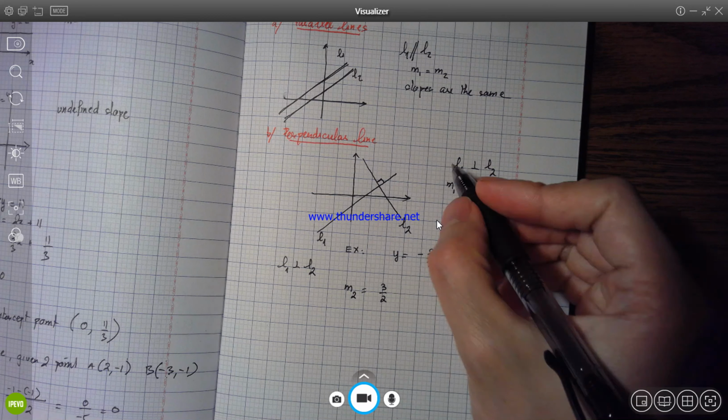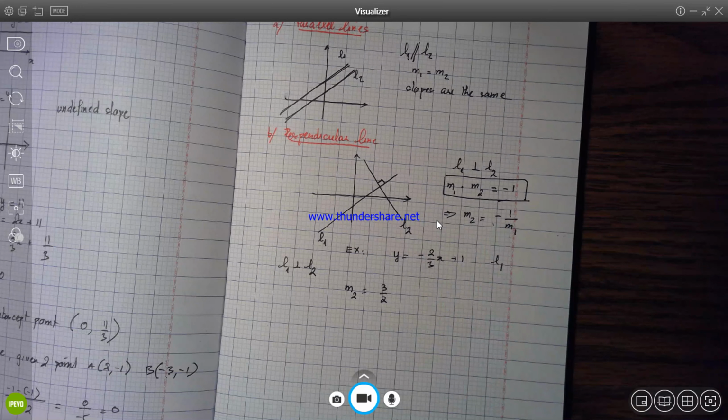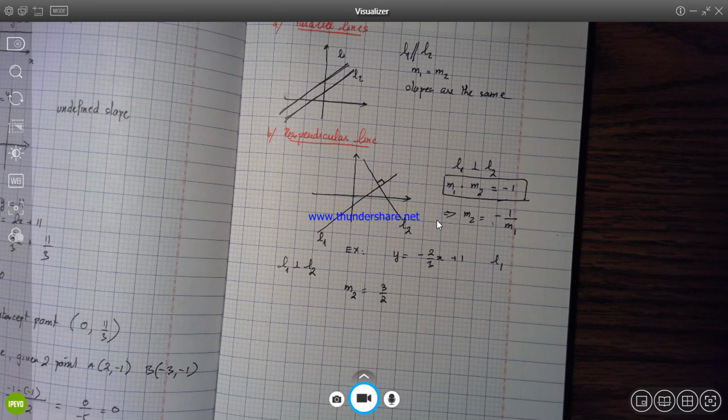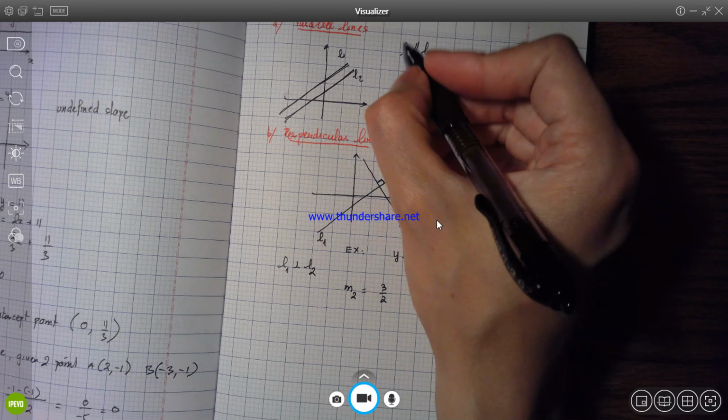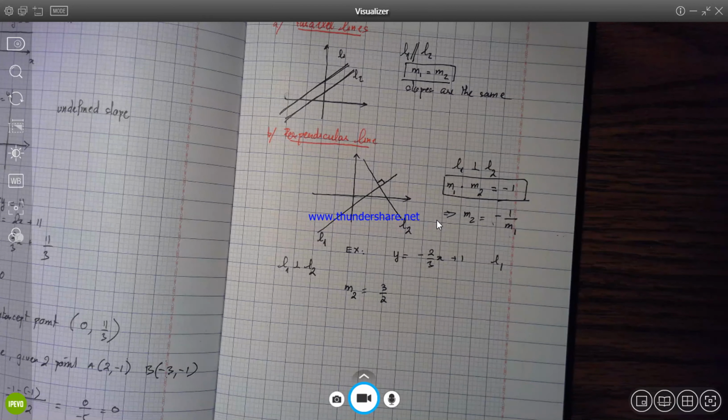Actually, it comes from this. The product between the two slopes of perpendicular lines equals negative 1. Over here, for parallel lines, the slopes will be equal. So I'll just box it.